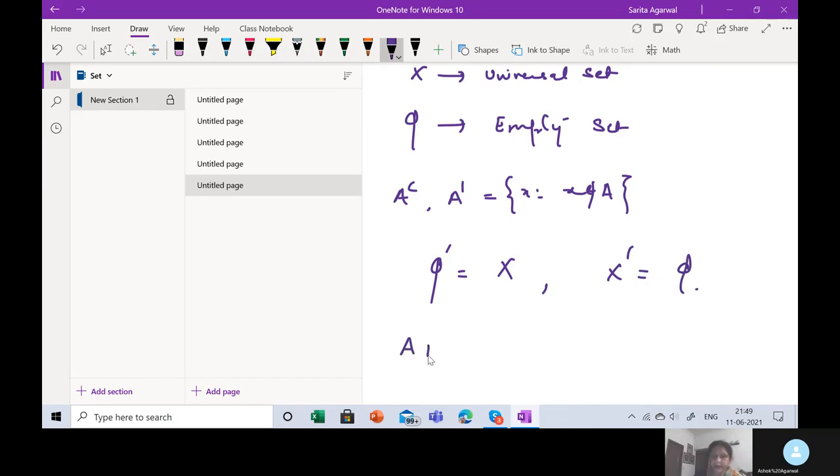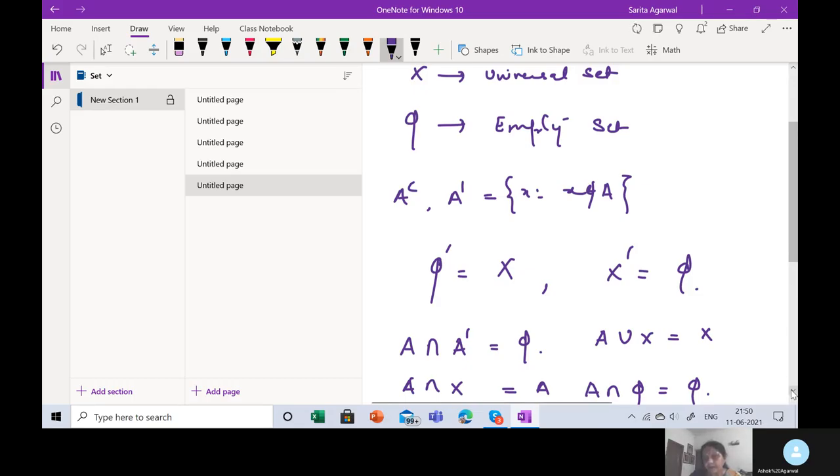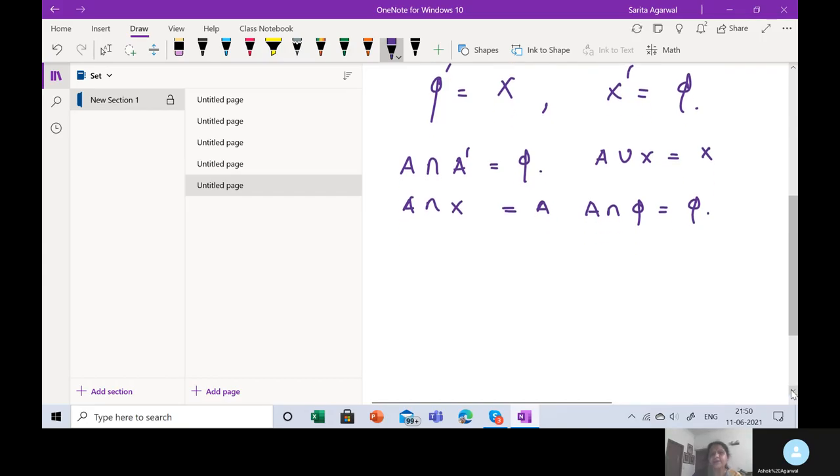set. So A intersection A complement means no element is common between them, so it is just the empty set, the blank set. A intersection X means the universal set, which is A, definitely. A intersection X is A. And A union X is X because it is a complete universal union. If we are taking a union with the universal set, then it is the universal set. And A intersection with the empty set is the empty set, because we are taking the intersection with the blank set and it is nothing but the blank set. A intersection the universal set is A.